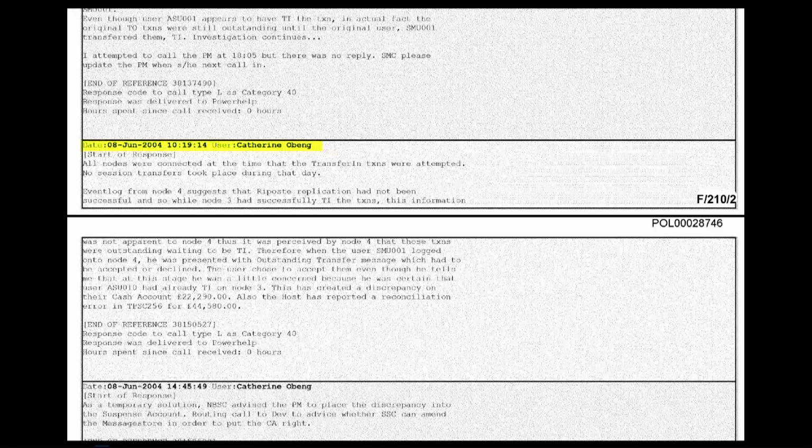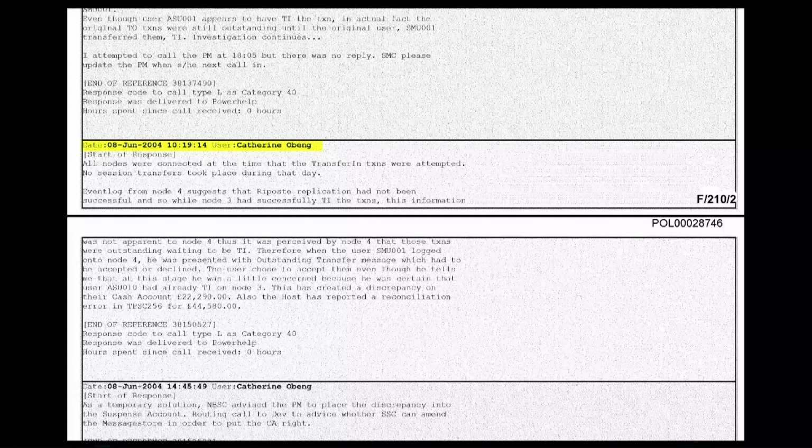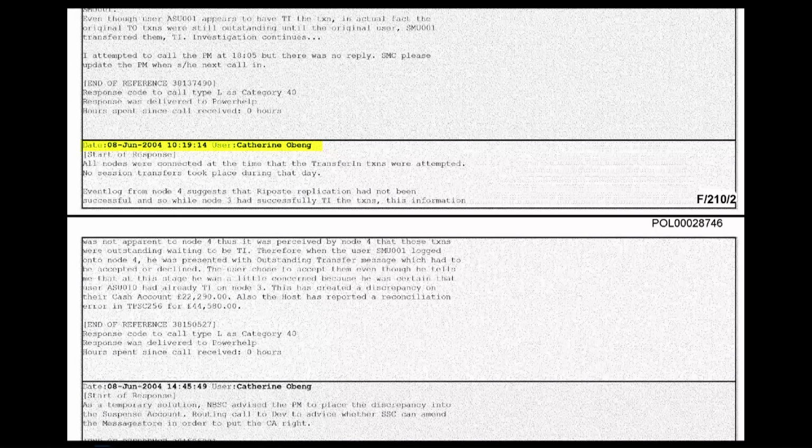Therefore, when the user logged onto node 4, he was presented with an outstanding transfer message, which had to be accepted or declined. The user chose to accept them, even though he tells me at this stage he was a little concerned because he was certain that the other user had already transacted on node 3. This has created a discrepancy on their cash account of £22,290. Also, the host has reported a reconciliation error for £44,580.